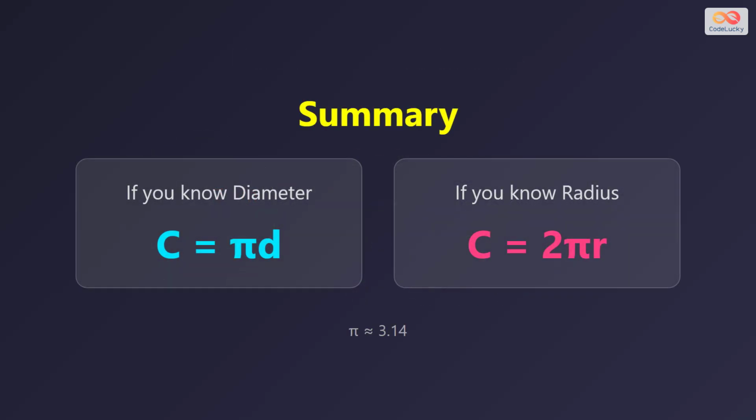To wrap up, remember these two keys. If you are given the diameter, simply multiply it by pi. If you are given the radius, multiply it by 2 and then by pi. And always remember that pi is approximately 3.14.